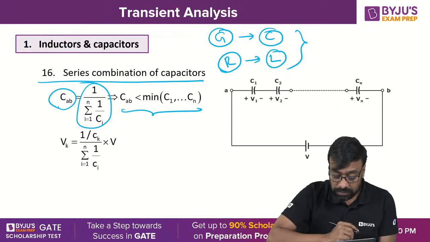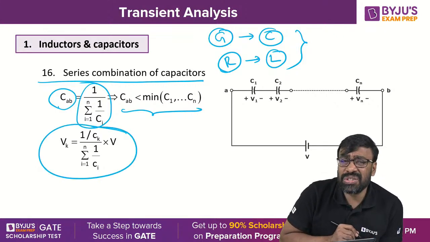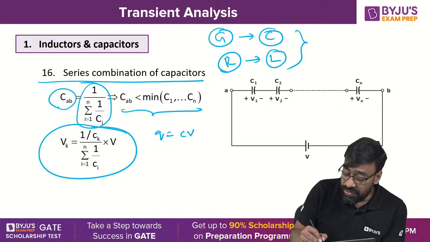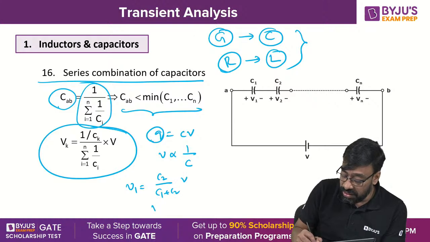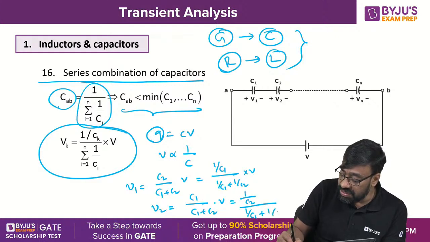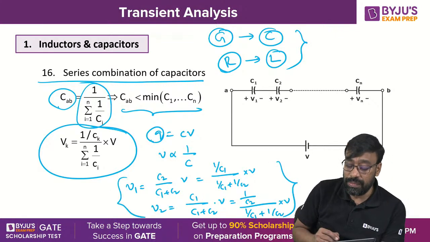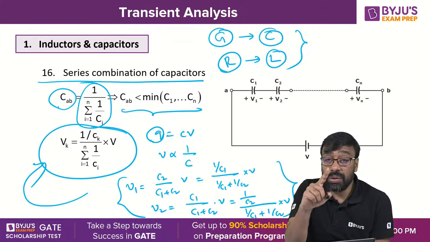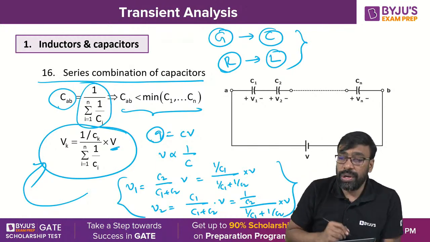You got the point? What about the voltage across each capacitor? You know that Q is equal to CV. For series combination, charge is the same. Therefore, voltage is inversely proportional to C. Therefore, V1 is equal to C2 by (C1 plus C2) into V. V2 is equal to C1 by (C1 plus C2) into V. It can be written as (1 by C1) by (1 by C1 plus 1 by C2) into V, and (1 by C2) by (1 by C1 plus 1 by C2) into V. This is for two elements, but for n elements the formula is (1 by Ck) by summation i equal to 1 to n of 1 by Ci, into the total voltage.